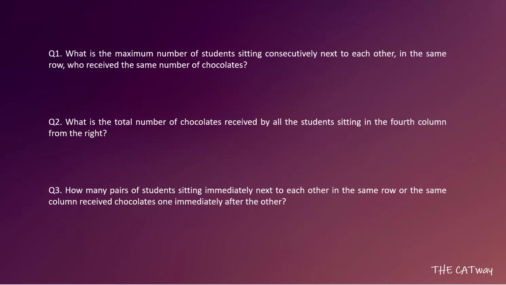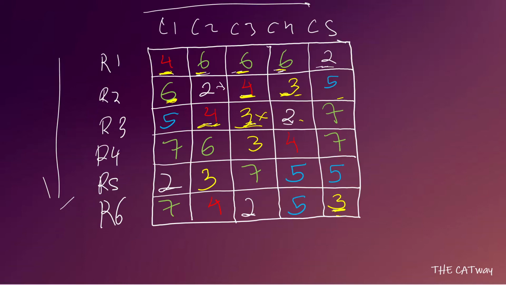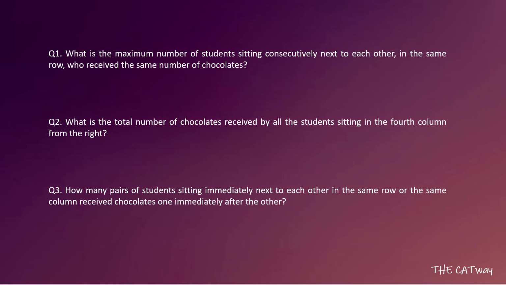So what is the maximum number of students sitting consecutively next to each other in the same row who received the same number of chocolates? Now we are talking about rows, so we are talking from left to right. So in left to right, 3 consecutive. Here we can see that in the first row there are 3 people who are sitting consecutively and who have received the same number of chocolates. So the answer for question number 1 is 3. There are 3 students who are consecutively sitting next to each other and have the same number of chocolates.